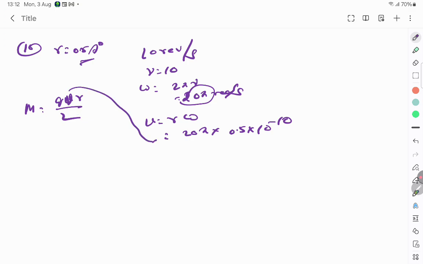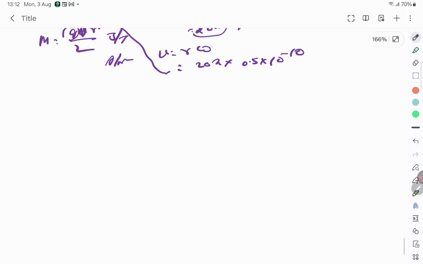So I know V. I know R, 0.5 into 10 to the power minus 10 meters. I know the charge of an electron is 1.6 into 10 to the power minus 19. Substitute all the values, get the magnetic moment. Write it as joule per tesla or ampere per meter square. Your wish. Are you clear?